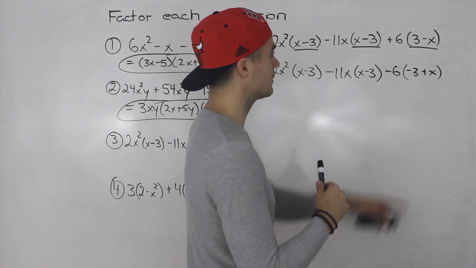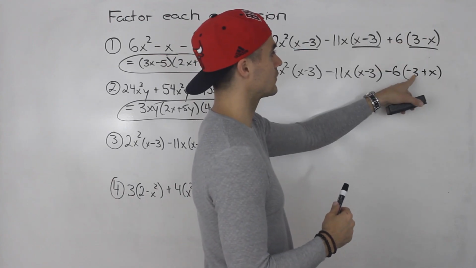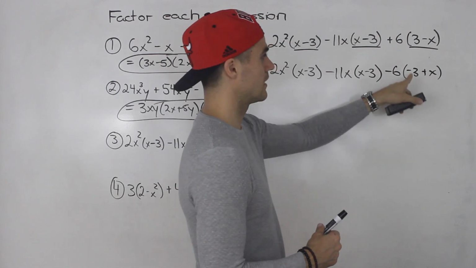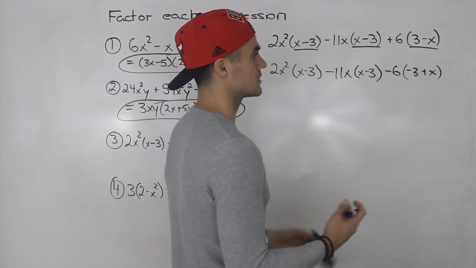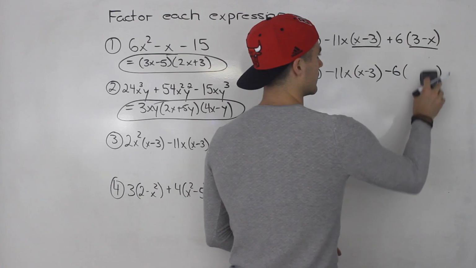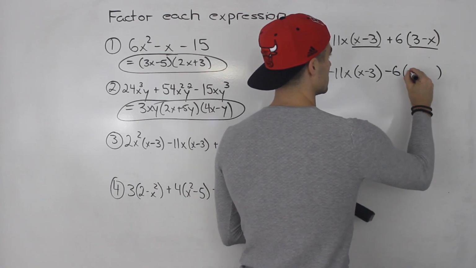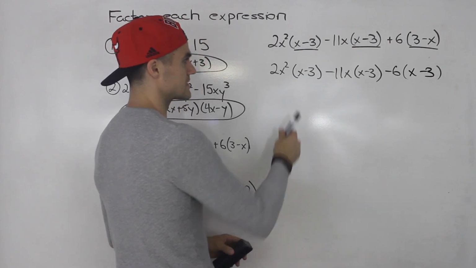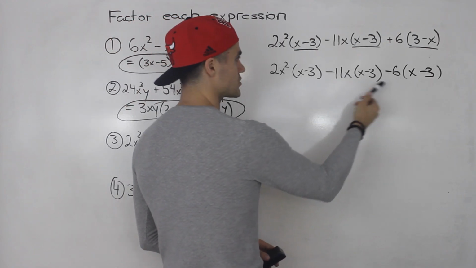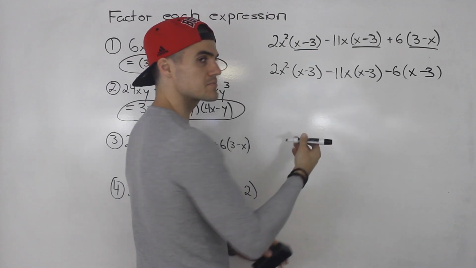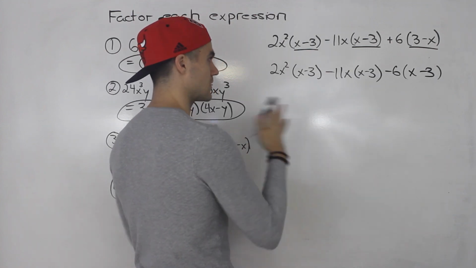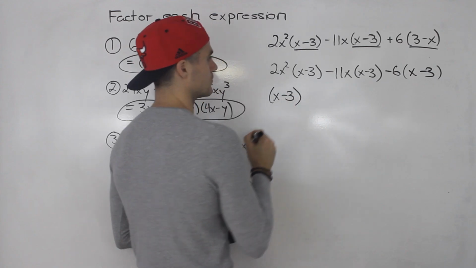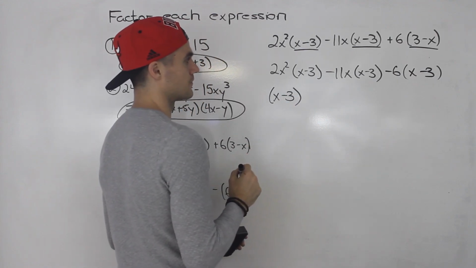We took out a negative 1. Positive 3 divided by negative 1 is negative 3. Negative x divided by negative 1 is positive x. And then negative 3 plus x, we could just rewrite that as x minus 3. And now notice that each of these three expressions contain the expression x minus 3. So we can factor that out. We could factor x minus 3 out.